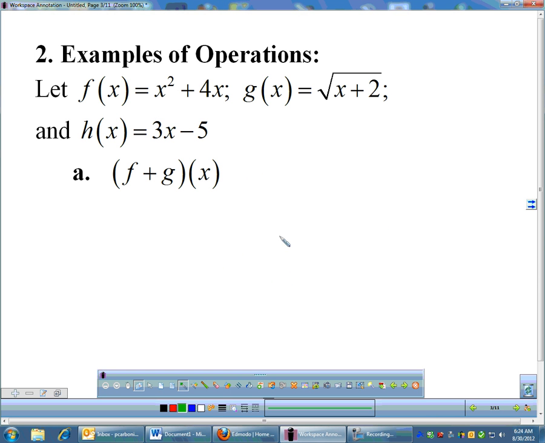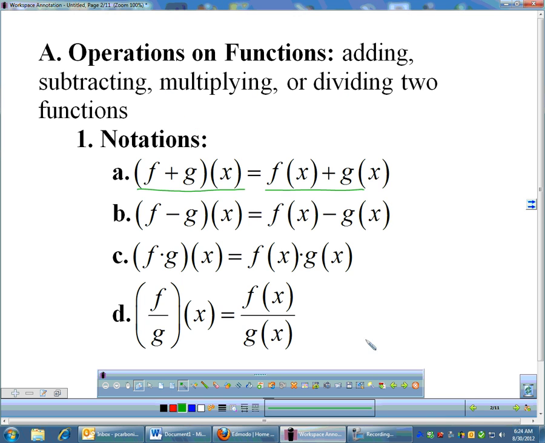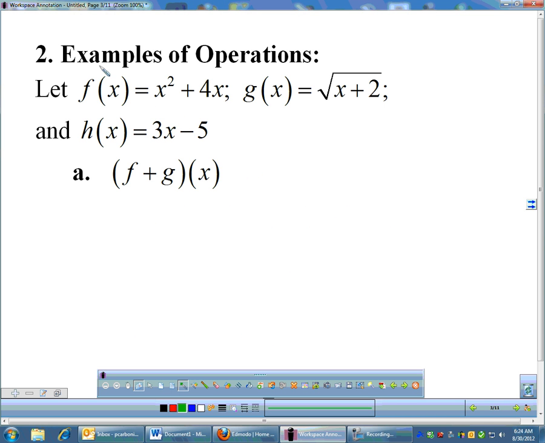And here's some examples. You need to pause that, maybe write some of those down. Examples of operations on functions.